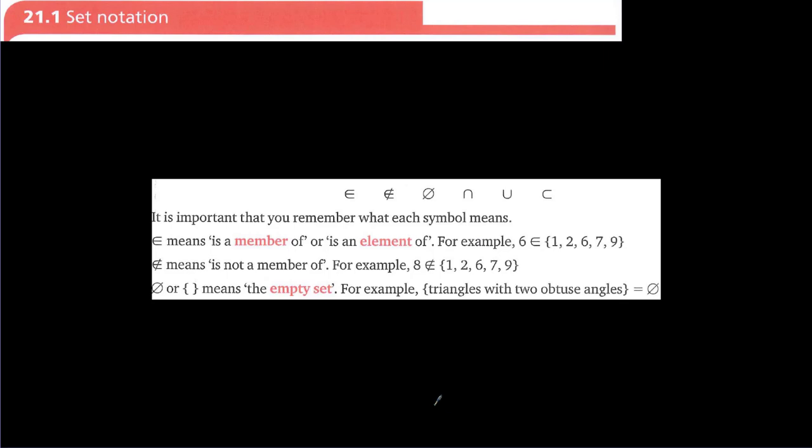Hi dear students, we are starting the new chapter, sets, and we are going to continue with set notation. Firstly, let's remember what a set was. We were writing the sets by using capital letters.